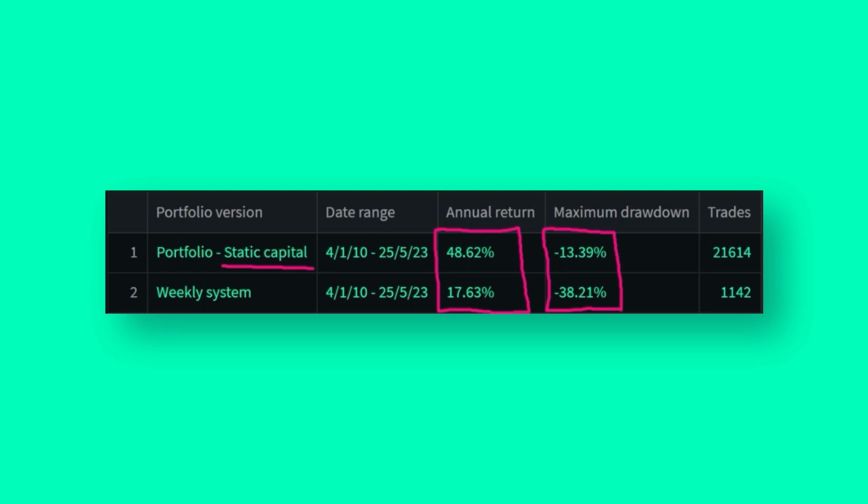Now, even after I account for that, the main metrics improved significantly when trading a portfolio as opposed to trading a single strategy. There's no doubt about that. However, we can still do better. Let me show you how.